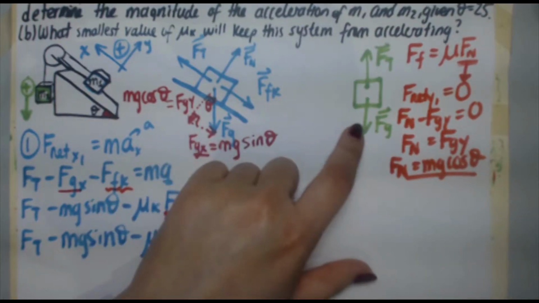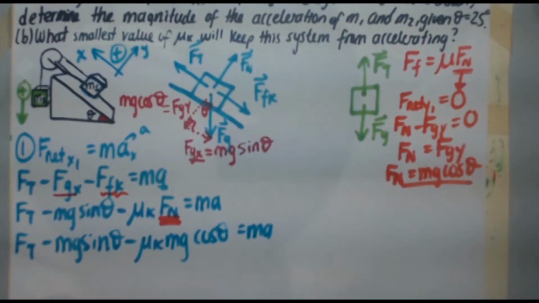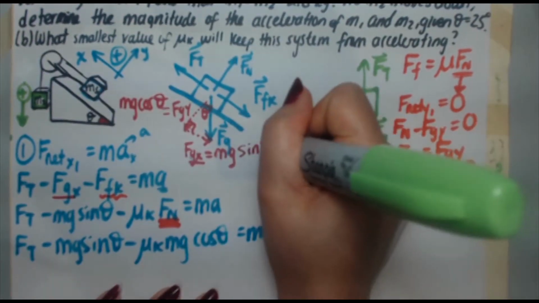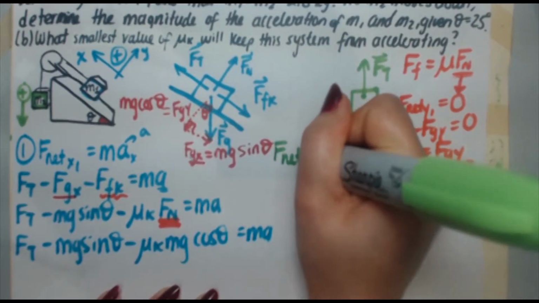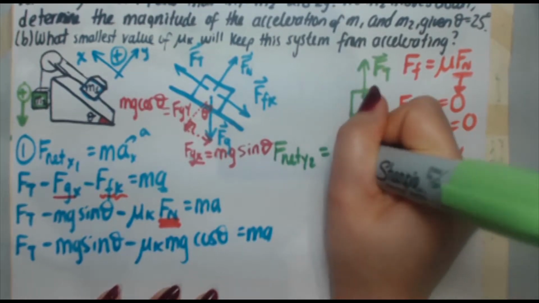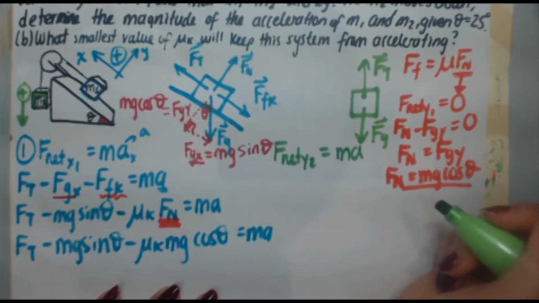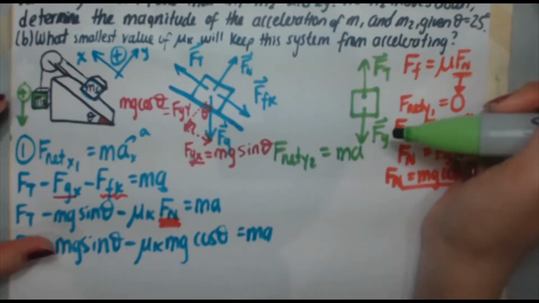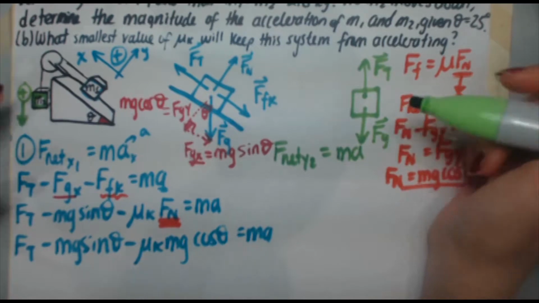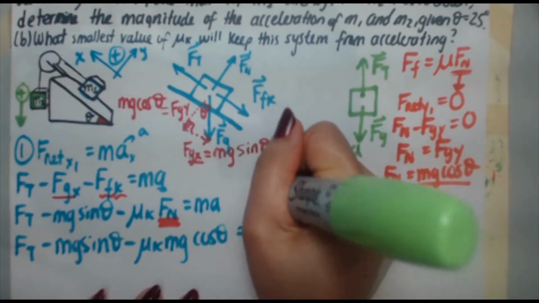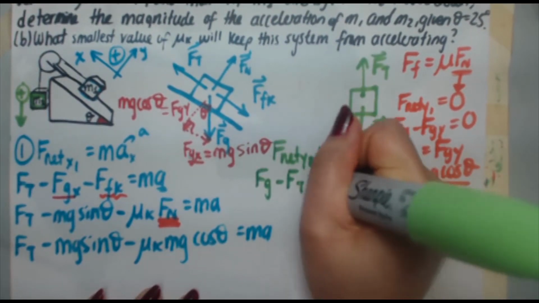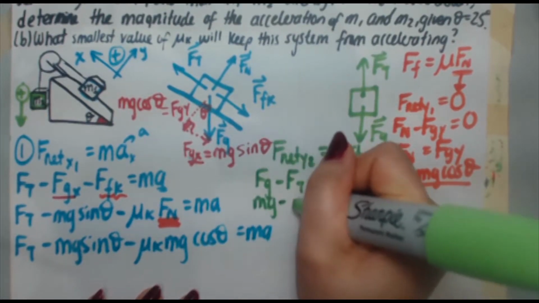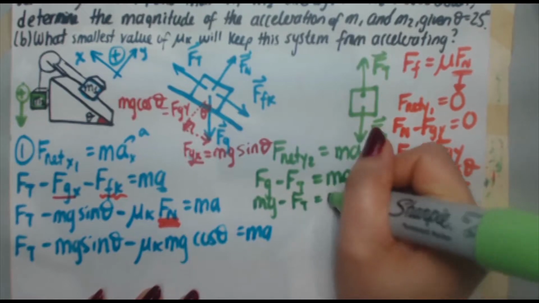I'm going to start working on my second equation, my second object. This object only is dealing with net forces in the y direction, so here we go. F net y2 equals ma. In the y direction, we let down be positive, so Fg minus Ft equals ma. Fg is simply mg. Ft equals ma.